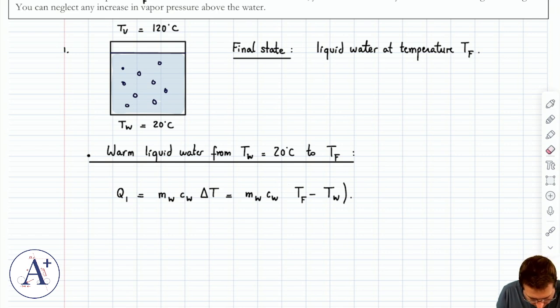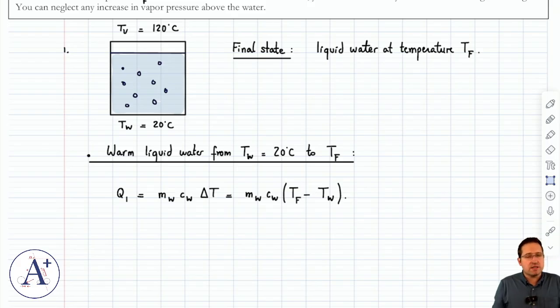Now you could plug in values now if you want, and just leave T final as T final because it's your unknown. I don't recommend it, but you could. I mean, you could plug in this and just get an expression that's solely a function of T final if you want. But I'm going to leave it like this. Okay. So I have to warm the liquid water to T final. That is the heat required.